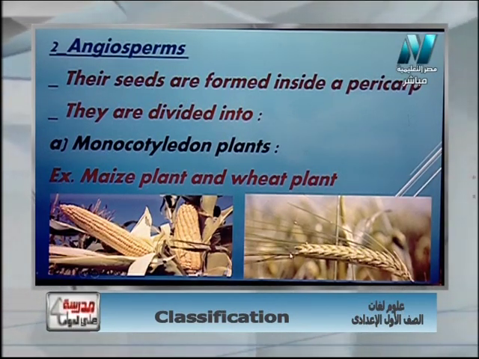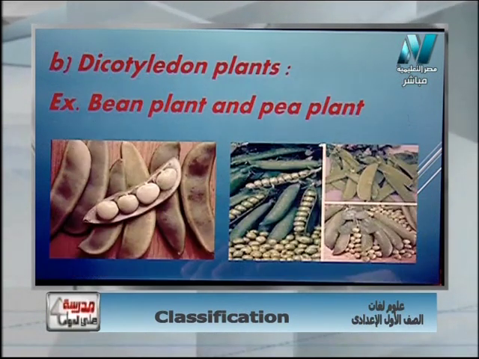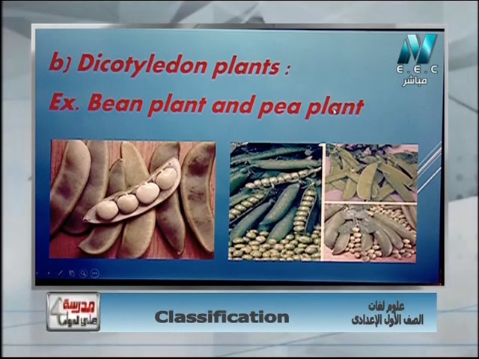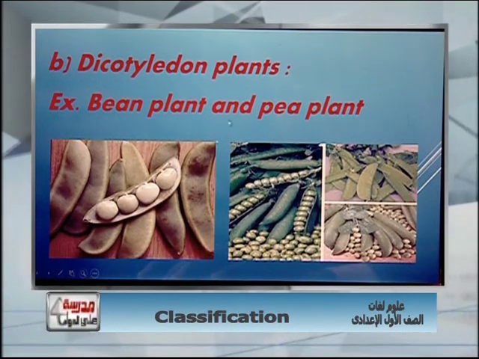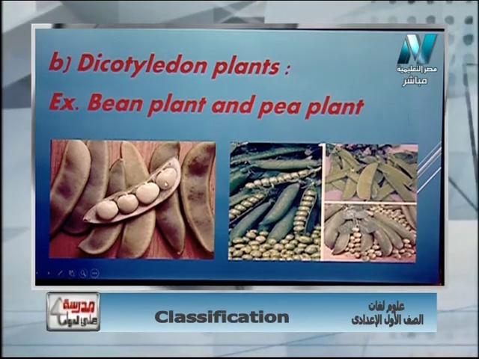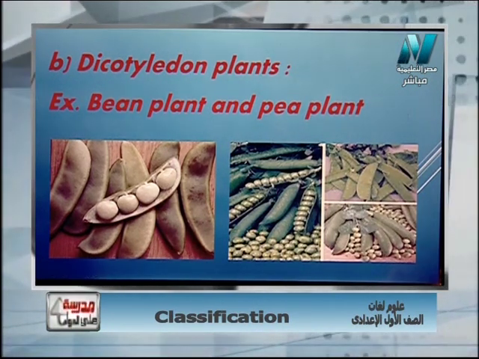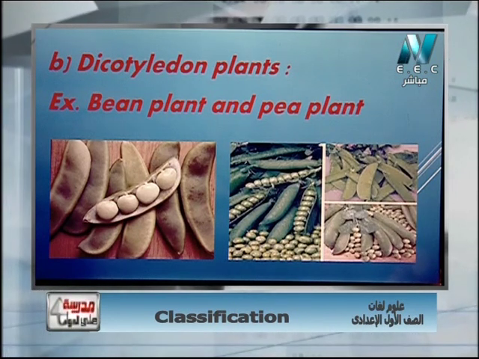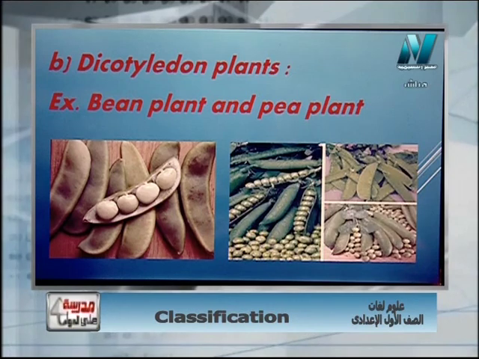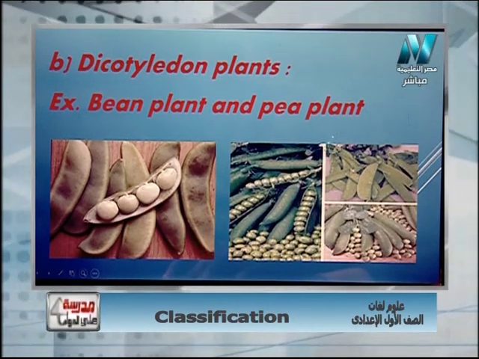It's called monocotyledon plants. B, dicotyledon plants. Example, bean plant. The bean plant, if you take this seed, you can divide it into two parts, two cotyledon, dicotyledon plants. Di here means two. Bean plant and pea plant.